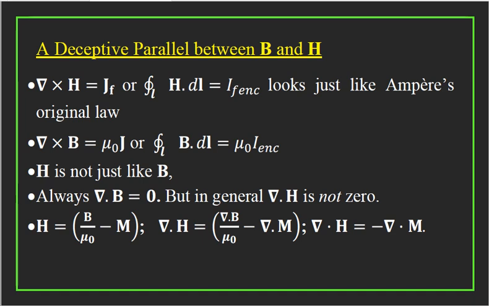So it seems that the first set of equations can be obtained from the second set by replacing B by mu 0 with H. If B by mu 0 is replaced by H, then the second set becomes the first set, or if H is replaced by B by mu 0, we can get the second set from the first set of equations. So H and B look like the same, but it is not correct. H is not equivalent to B, because in this equation we are defining only the curl of the vector.